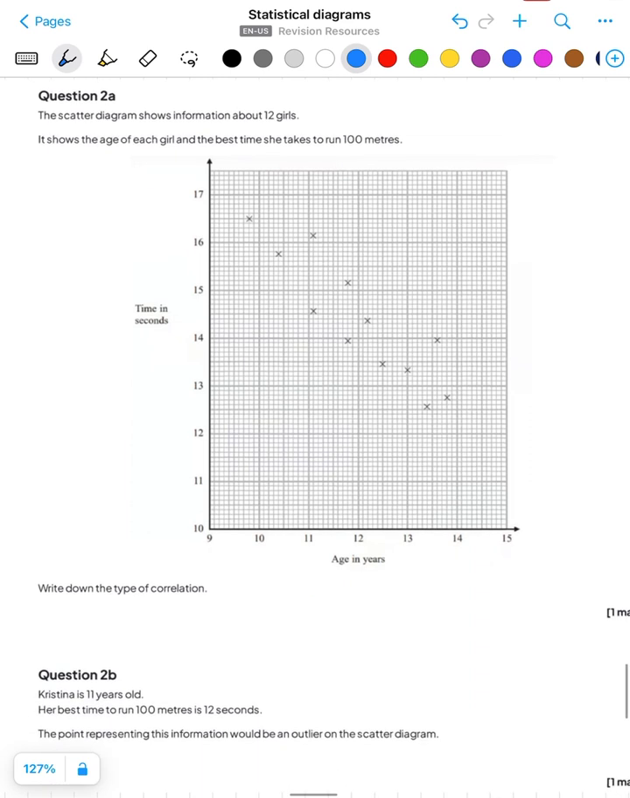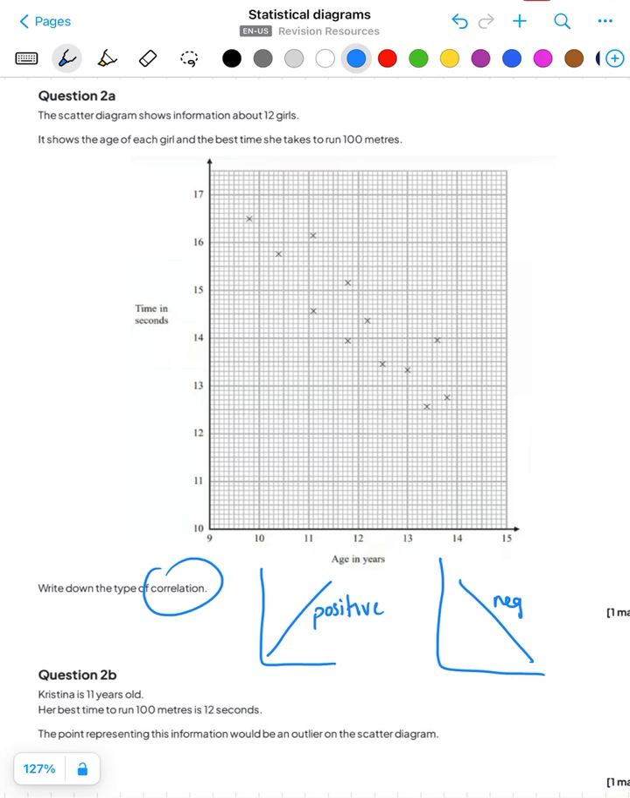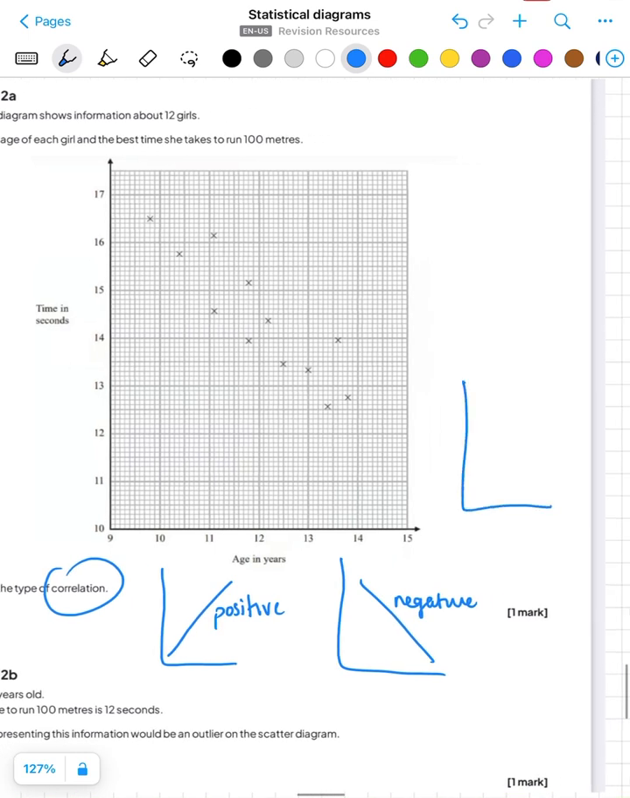Finally, we're looking at scatter diagrams, and we see this word correlation. If you were to draw a line of best fit, and the line of best fit is going upwards, that is a positive correlation relationship. Negative correlation is going downwards like this in a line of best fit. And no correlation would be something in which you could not draw a line of best fit through your points.